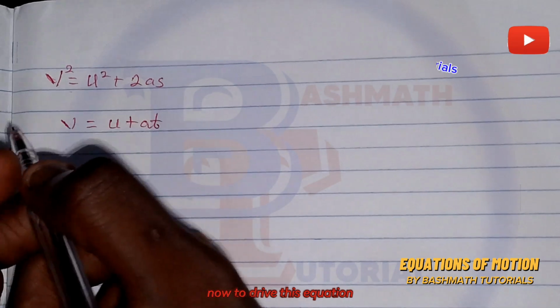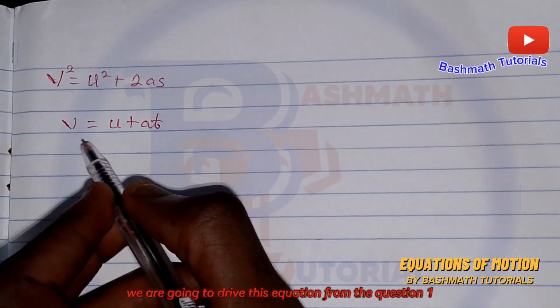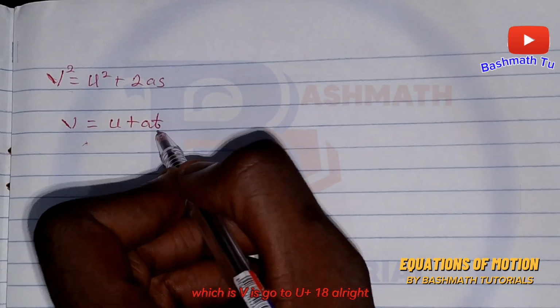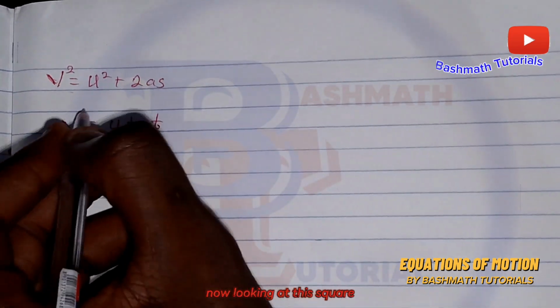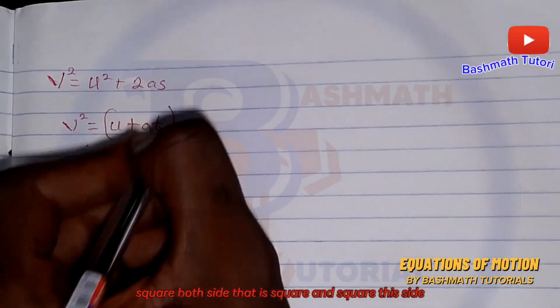Now to derive this equation, we are going to derive it from equation 1, which is v is equal to u plus at. All right, now looking at this, let's square both sides.